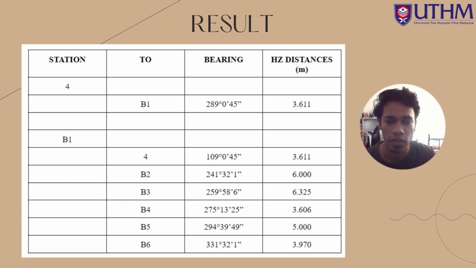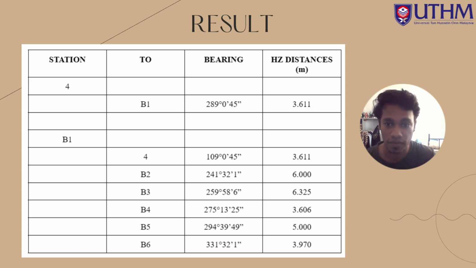Moving onward to B1 as station and B3 as our checkpoint, we've obtained 259 degrees, 58 minutes, and 6 seconds. And the horizontal distance for that is 6.325 meters. And going on to B1 as station and B4 as checkpoint, we have obtained 275 degrees, 13 minutes, and 25 seconds. Apparently, the horizontal distance was 3.606 meters.